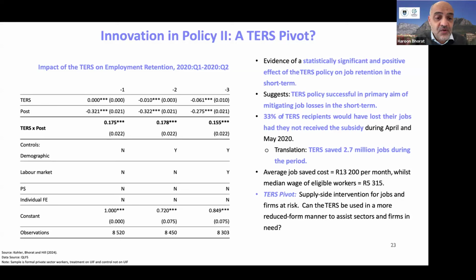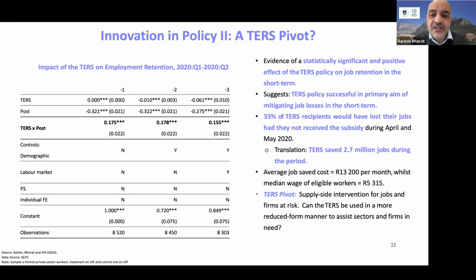If you recall, we had something called TERS, right? TERS was the Temporary Employee Relief Scheme that ran through the UIF during COVID. What did the TERS policy do? It basically provided wage subsidies to firms that were in distress during COVID. There was a massive transfer from the Unemployment Insurance Fund, which is still solvent, because they had massive reserves that were in part being abused, frankly. And we pivoted it towards firms in need on a mass scale, right? What did the TERS do? The careful data shows that the TERS saved 2.7 million jobs during this period.